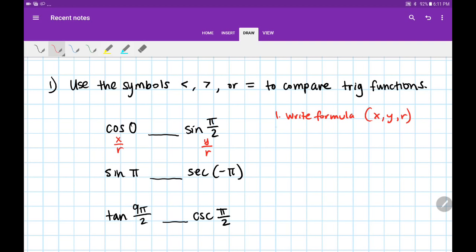Okay, second step, we're going to draw the angle. So cosine of 0 means that I need to be at 0 degrees. Well, 0 degrees is over here to the right. So I'm going to draw a point since it's on our axis. Notice right now that 0 degrees and pi over 2 are both axis angles. I'm going to highlight them.